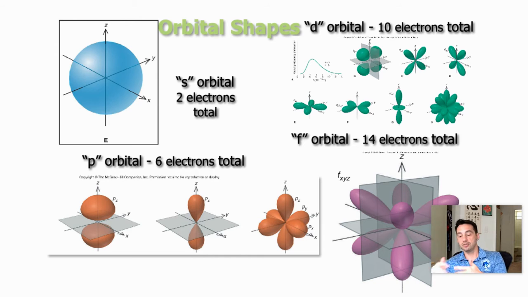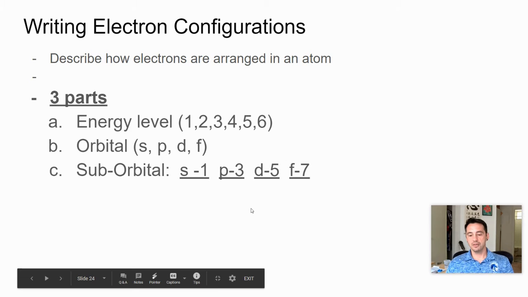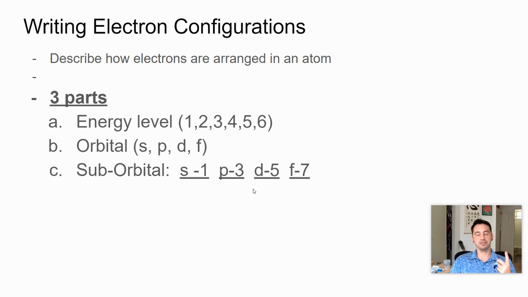Okay, there's really three parts to it. So I'm going to actually go to the next slide here. There's three parts to it. The first is an energy level. So the energy levels are denoted by 1, 2, 3, 4, 5, 6, all the way up to 7, actually. There's up to 7 energy levels.